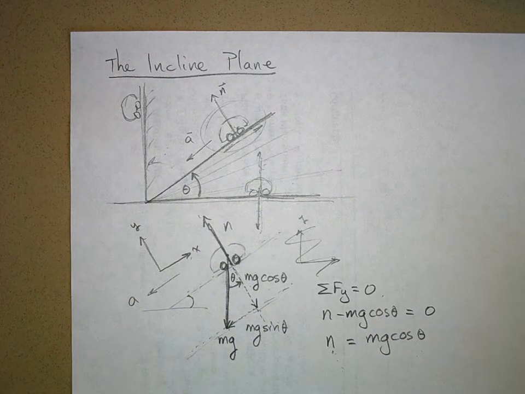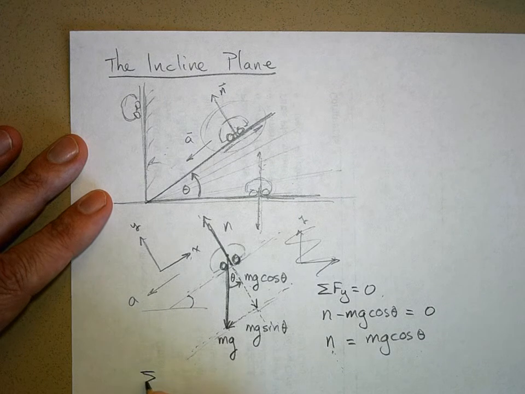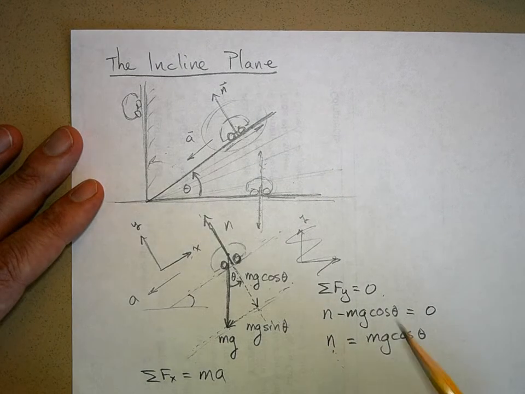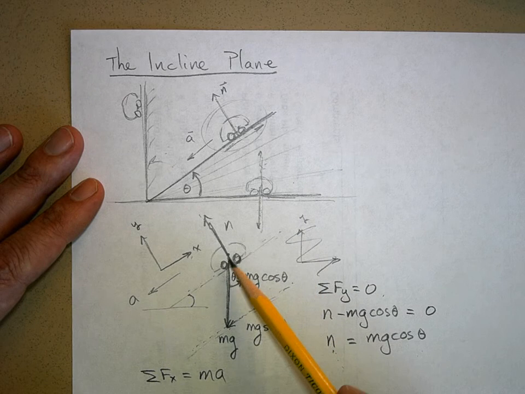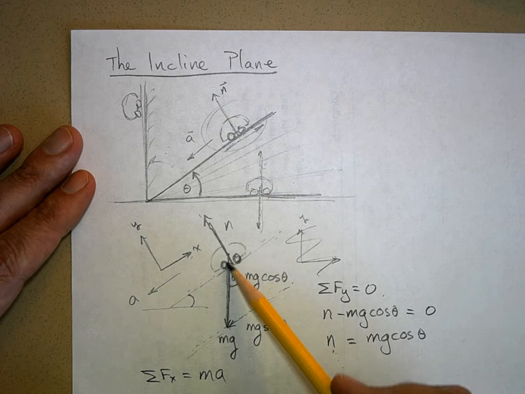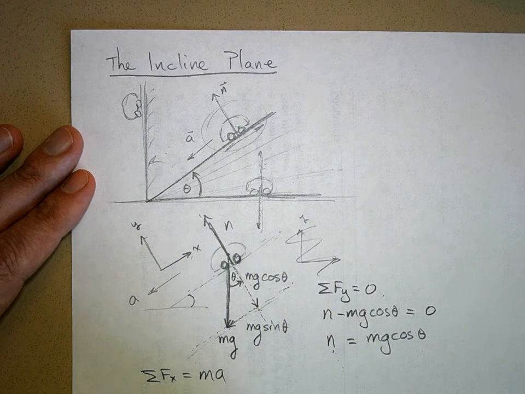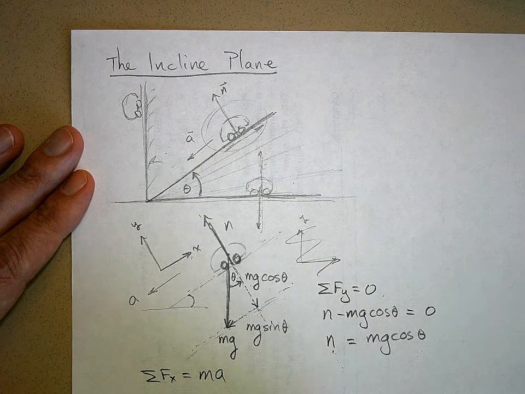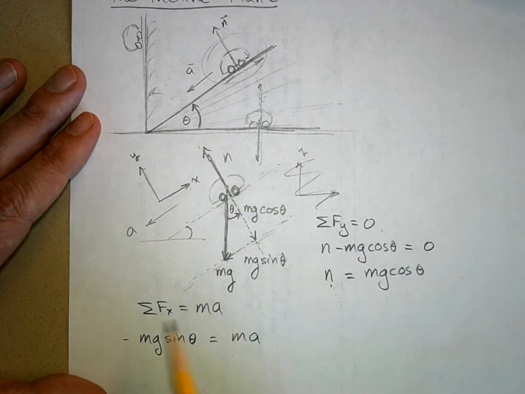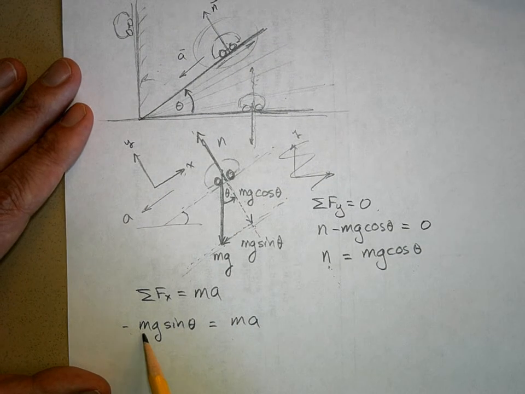Now, if I sum the forces in the x direction, I am going to get ma. I am going to have some acceleration now. And so what are the forces in the x direction? Well, I look at my free body diagram. The normal force has no component in the x direction. My gravity does. It's mg sine theta, and that's the only force that's in the x direction. I'll put negative in there. Equals ma. Oh, sorry. So if I sum the forces, I get negative mg sine theta equals ma.